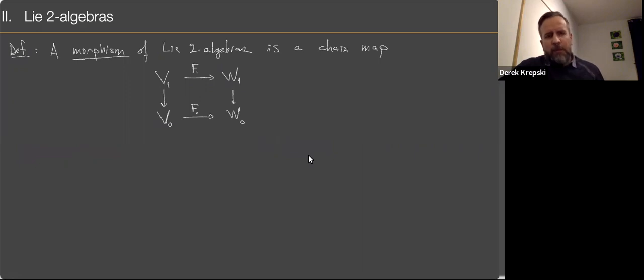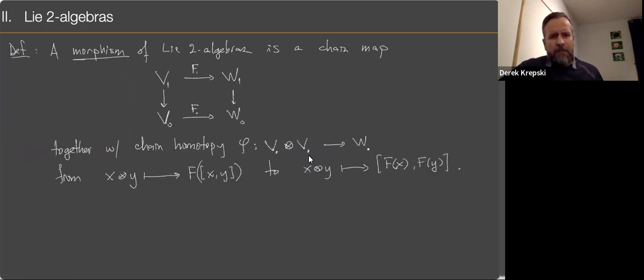Okay, we can talk about morphisms of Lie 2 algebras. If you have two of these Lie 2 algebras, a morphism will then be a chain map, because we have our two-term chain complexes. Again, we don't require this map to preserve brackets on the nose, but rather that the f of a bracket and the bracket of the f's are just homotopic. So you have this chain homotopy that's part of the structure of the map or morphism of Lie 2 algebras.